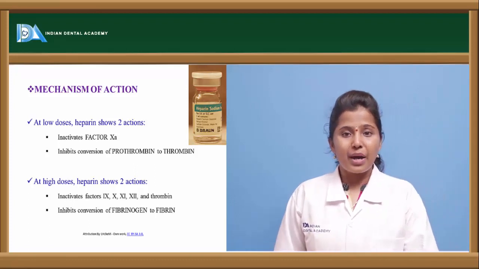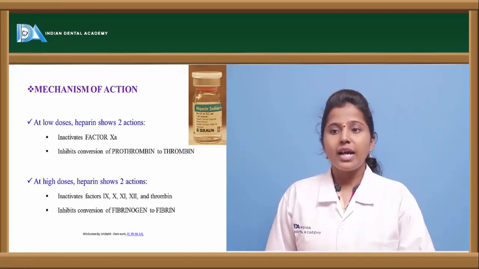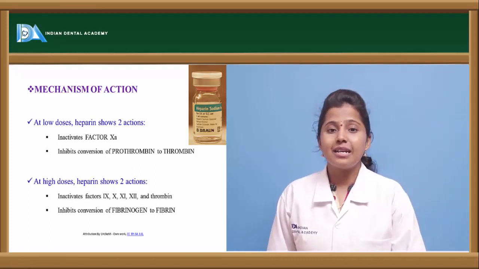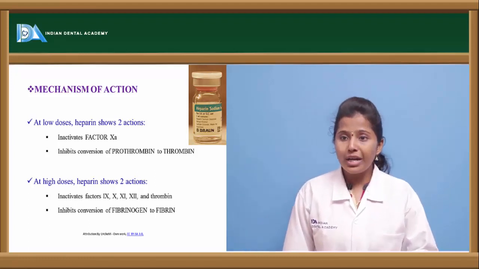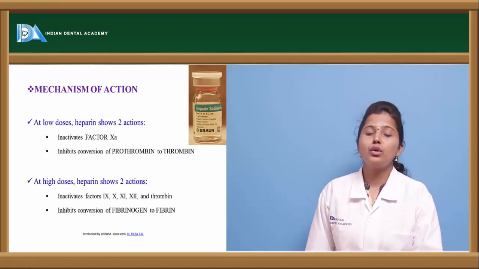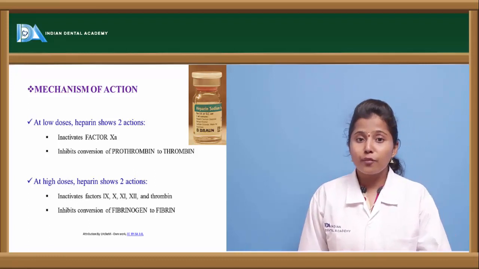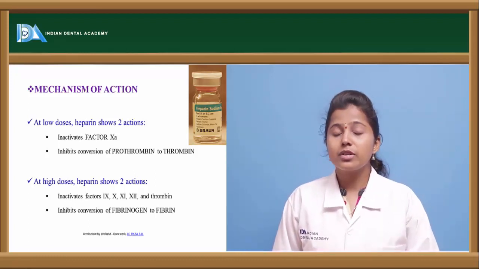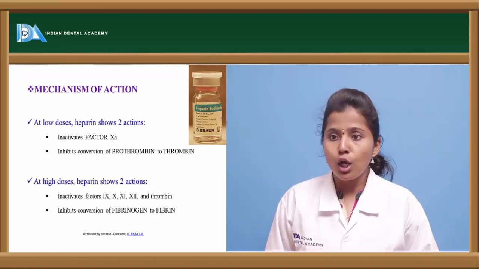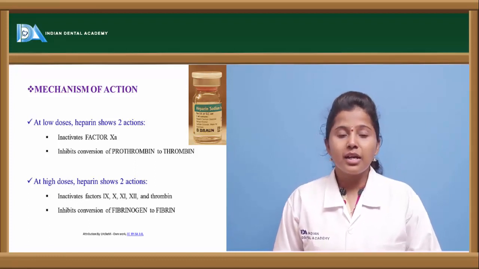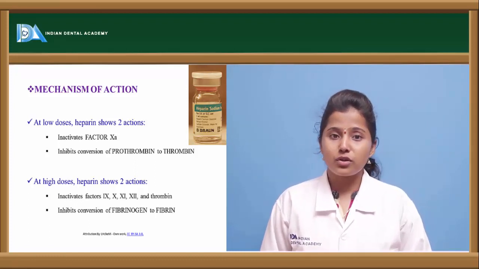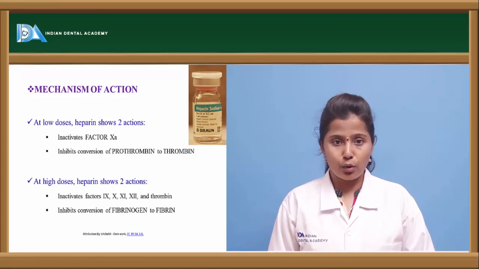So heparin, when given in low doses, inactivates factor 10A, and it also inhibits the conversion of prothrombin to thrombin, because when conversion of prothrombin to thrombin takes place, it results in the coagulation of the blood. When this conversion is inhibited, definitely it shows the result of anticoagulation.